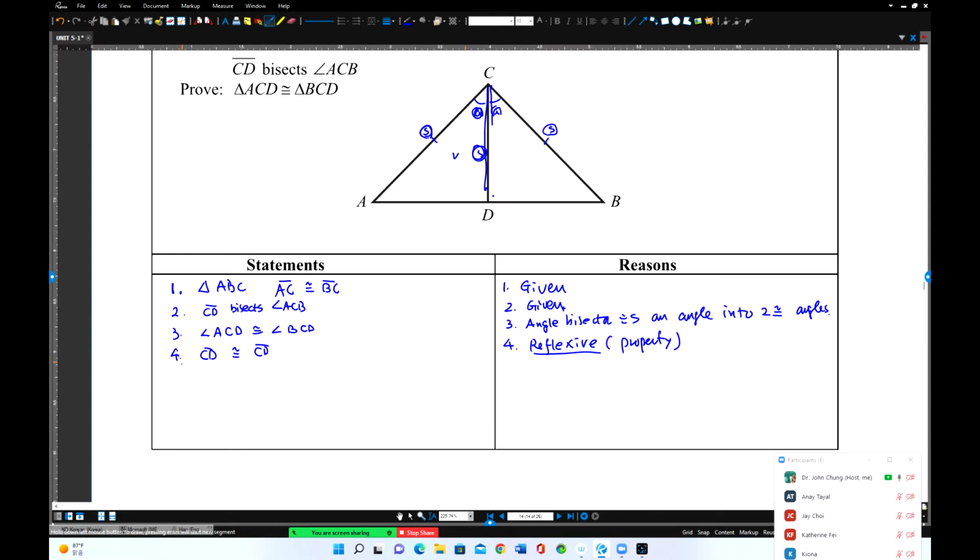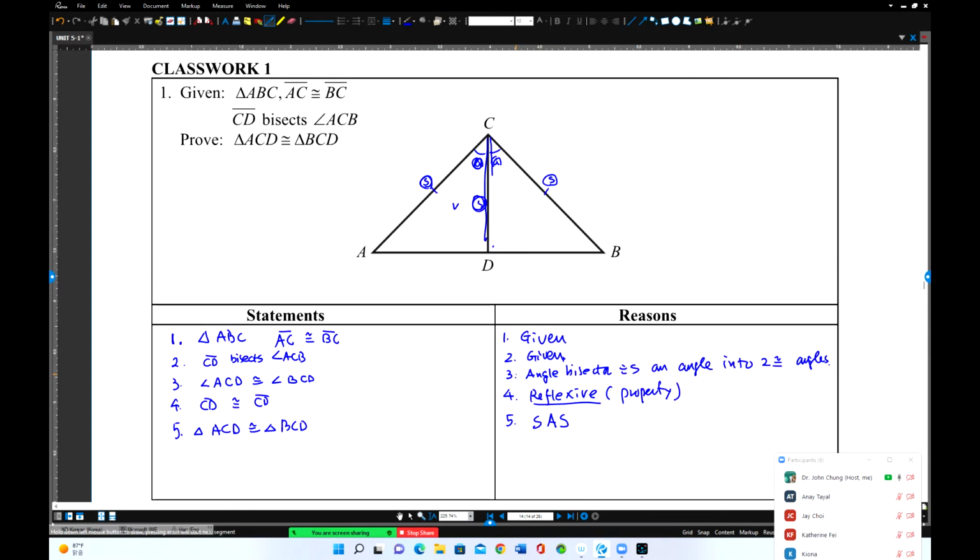Now we can make the conclusion. Triangle ACD and triangle BCD are congruent. The reason is what? Side, angle, side, that's it. Okay? You guys have any questions on classwork number 1?